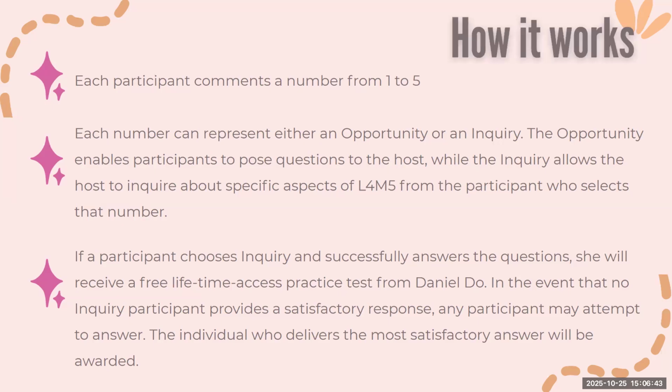Now, we have numbers from 1 to 5, and today I see there are 6 participants so far. You will select a number from 1 to 5 by making a comment. When I open a number, it will appear as an inquiry or an opportunity. If it is an inquiry, you need to answer the question, and I will invite the person that selected the number to unmute and answer orally. So we have an equal chance for both. Ready for this?